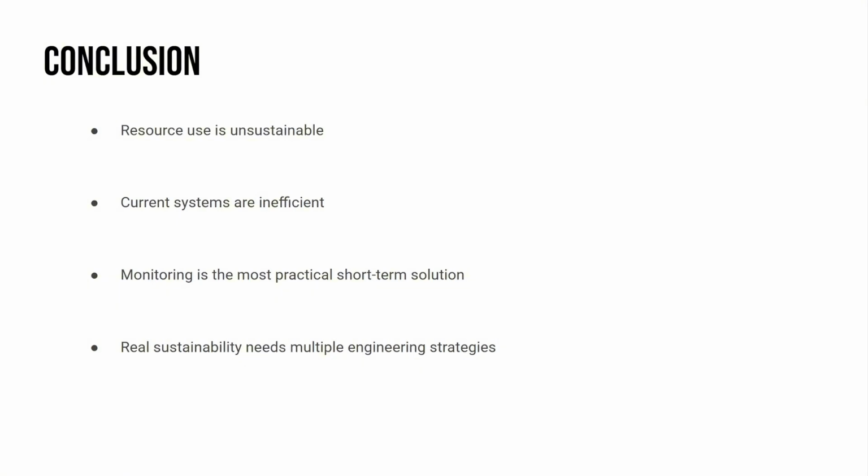To conclude, the main problem is that people are using resources faster than the Earth can replace them. This is happening because many current systems are inefficient and depend too much on finite resources. In the report, we looked at three solutions: energy and resource monitoring, designing for efficiency, and renewable energy with sustainable materials. All three can help improve sustainability in different ways.